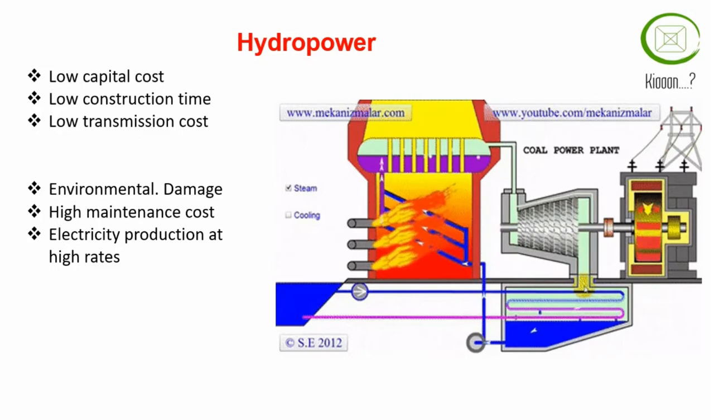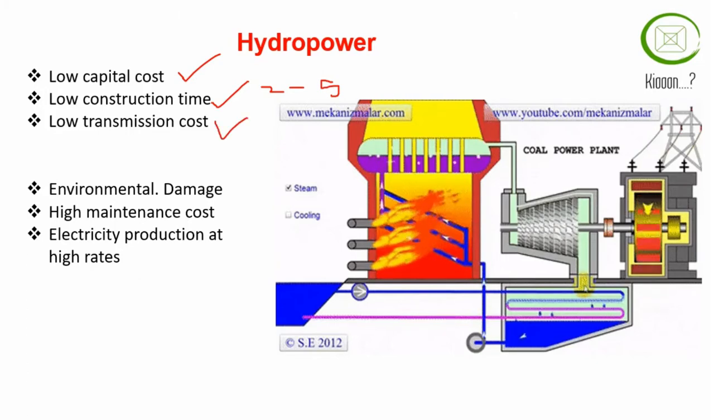First of all, the biggest advantage of the thermal power plant is low capital cost. The initial cost of these power plants is very low as compared to hydro power plants such as dams, which are constructed at a cost of billions of dollars. The second one is low construction time. These plants are completed within 2 to 5 years, while hydropower plants take 5 to 10 years.